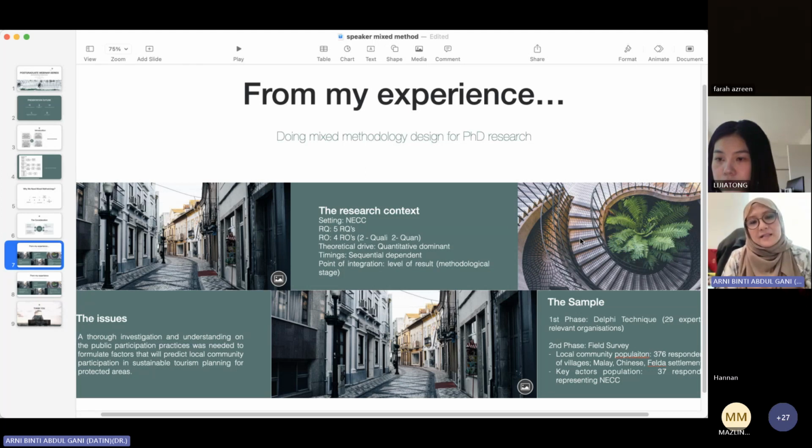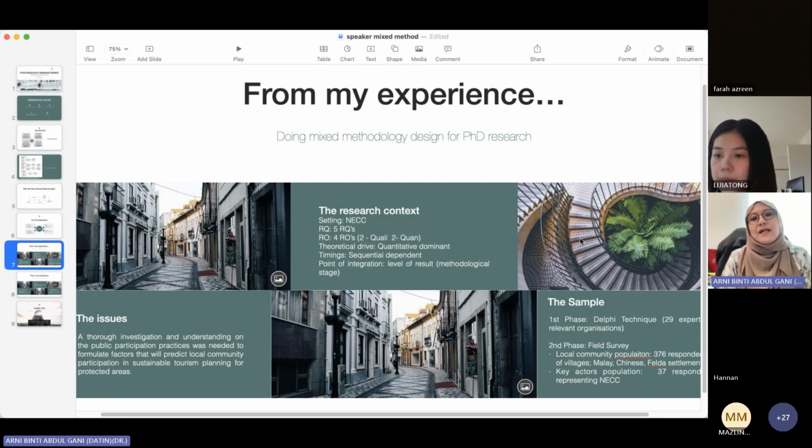For my research context, I chose one area of protected areas in Malaysia, and the setting was NECC, the National Elephant Conservation Centre. I chose that as my case study. In my research context, I have five RQs, eventually drawn into four ROs. Of the four ROs, two need to be answered qualitatively, and two need to be answered quantitatively.